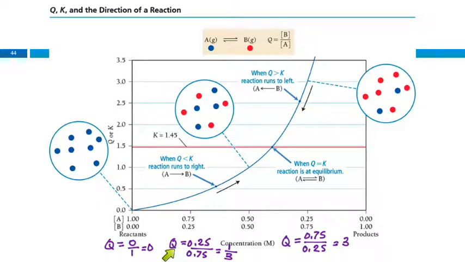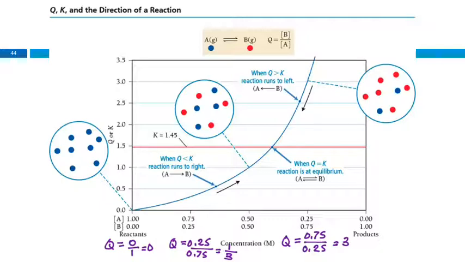If Q is too small, right, what has to happen is this number in the numerator has to get bigger, and the number in the denominator has to get smaller in order for Q to equal K. So I have to make more product and use up more reactant to get to K. Over here, I've got too much product and not enough reactant. Q is too big. In order for Q to get smaller, the reaction needs to go towards the reactants. I need to decrease the amount of product and increase the amount of reactant.